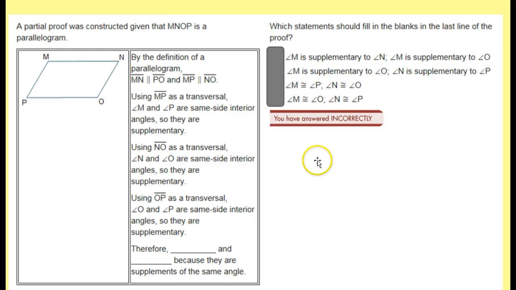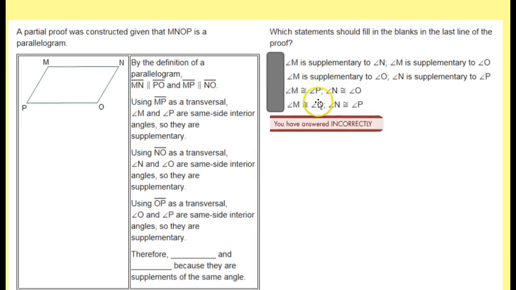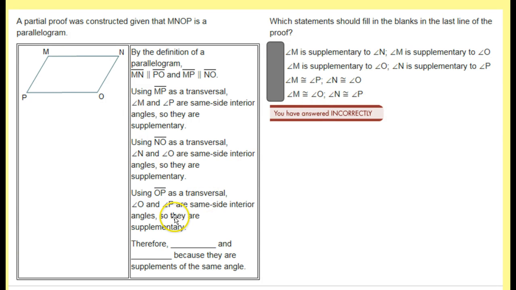Now, I think this is the last, nope, not the last question. Got carried away. Not the last question, but let's just take a look and see what we got. A partial proof was constructed given that MNOP is a parallelogram. Which statements should fill in the blanks in the last line of the proof? Okay, so let's just scan through this. By the definition of a parallelogram, these are parallel and these are parallel.